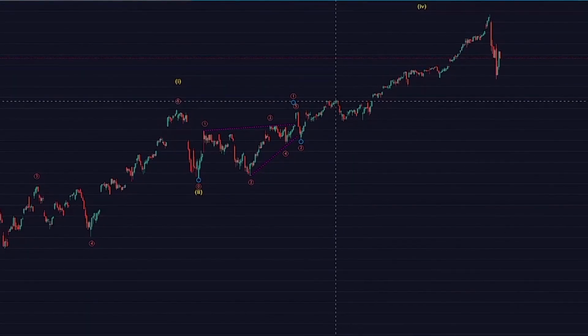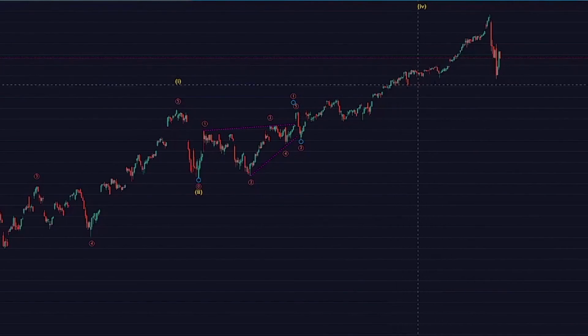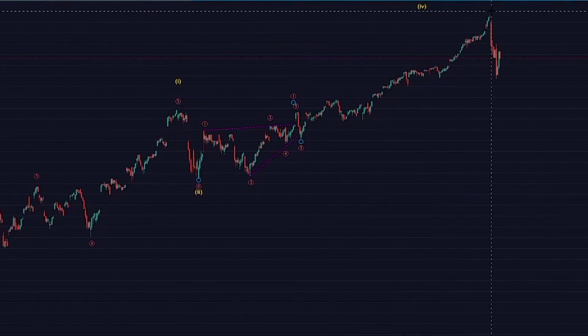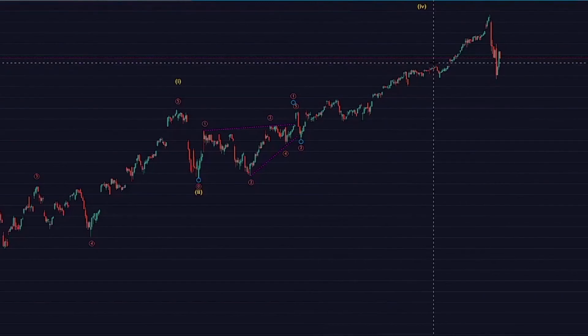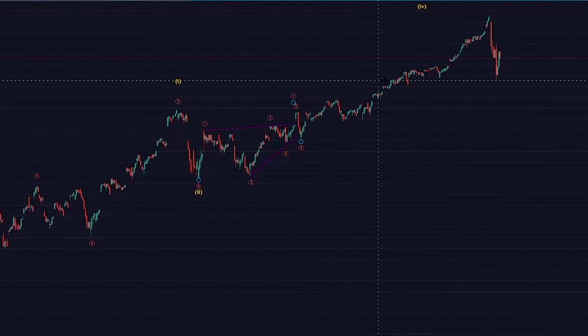We have a lot more room to go. This would have to be our 4th, and we'd have to have a 5th either in here somewhere or all the way up here, so the symmetry doesn't really add up. So I'm going to go ahead and go forward and look for the next pullback after that.